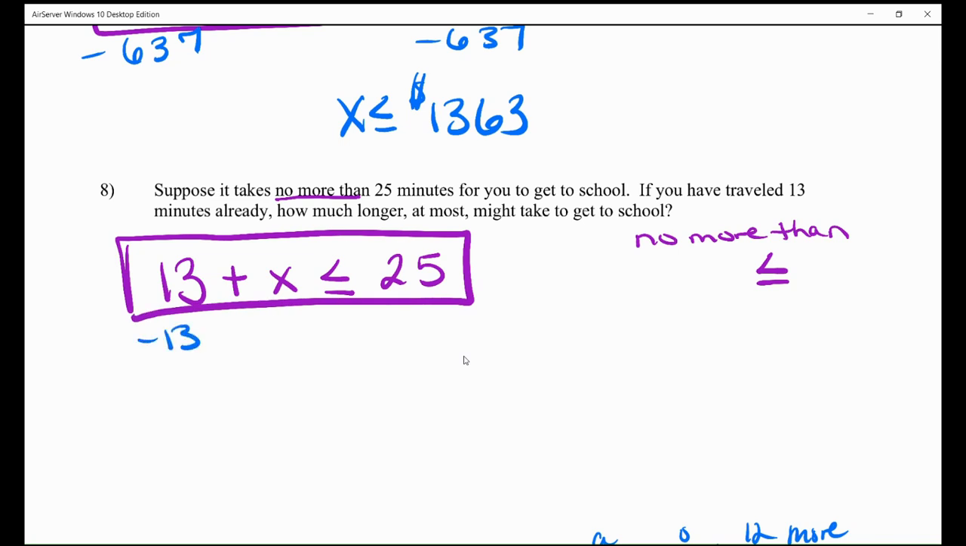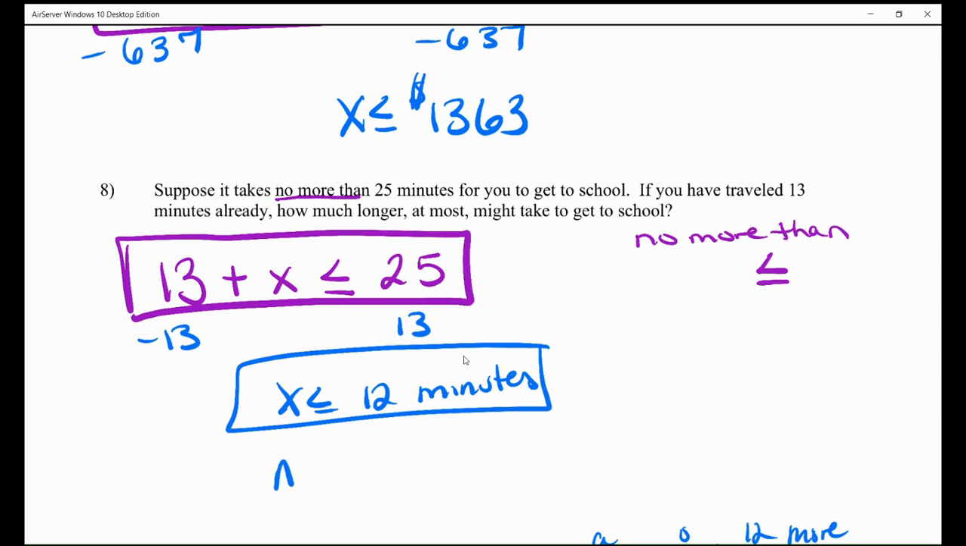And to solve, we'll subtract 13 from both sides. So at most, we have 12 more minutes to go. That's it for the 2-2 notes on solving one-step inequalities using addition and subtraction.